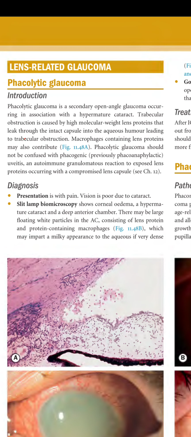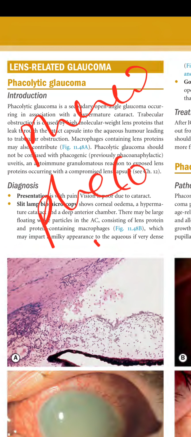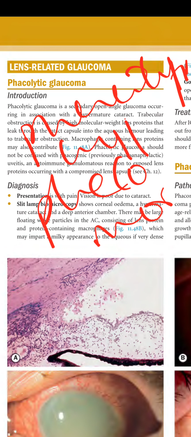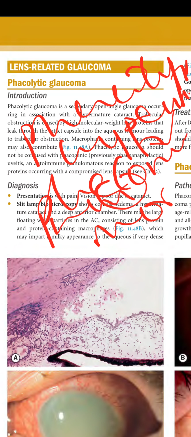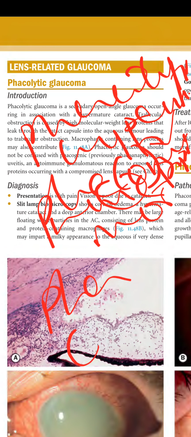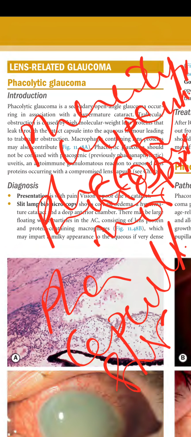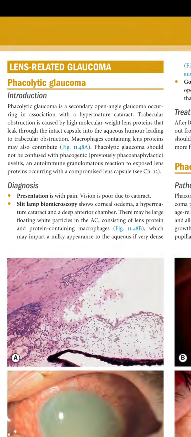So there are three terms: phacolytic, phacomorphic, and phacoanaphylactic. Phacolytic is basically the hypermature cataract releasing lens protein. Phacomorphic glaucoma is where a hypermature cataract is obstructing the pupil and blocking the flow of aqueous from the posterior to the anterior chamber. Whereas phacoanaphylactic is where the capsule has been compromised, either from surgery or from trauma, and there is a granulomatous reaction after that.